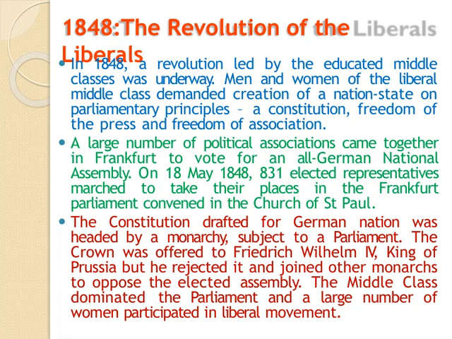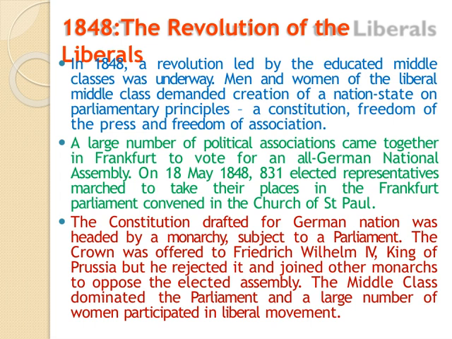In 1848, we see a significant turning point with the Revolution of the Liberals. This movement was mainly led by the educated middle classes who believed in creating a modern nation-state based on parliamentary principles. They demanded a constitution, along with freedoms like press freedom and freedom of association, which were essential for a functioning democracy. A key event took place in Frankfurt, where many political associations united to push for an all-German National Assembly. On May 18th of that year, 831 elected representatives marched together to take their seats in what became the Frankfurt Parliament, held in the Church of St. Paul.